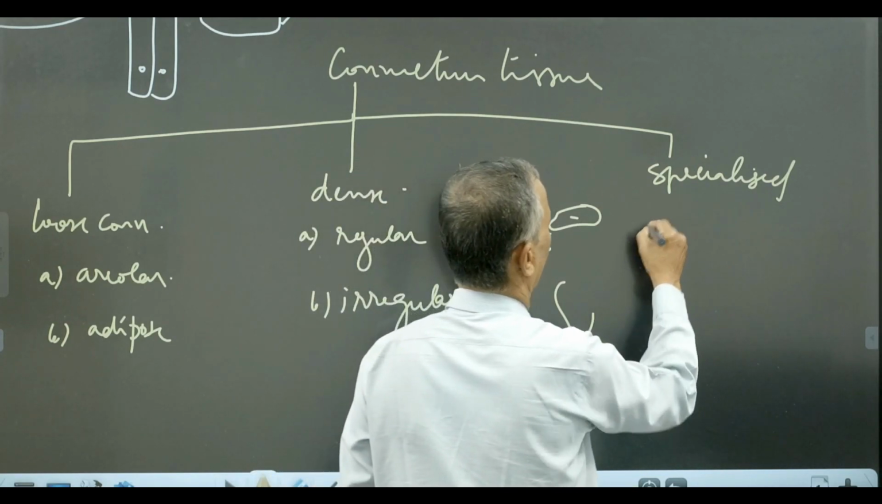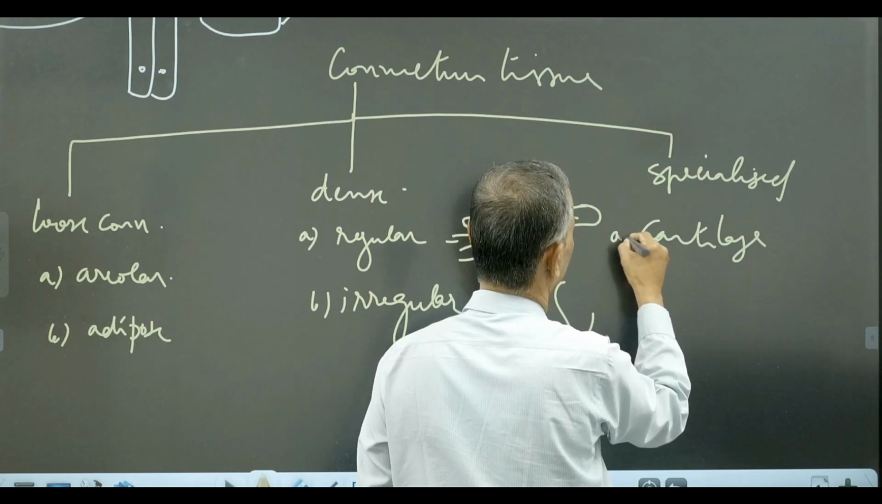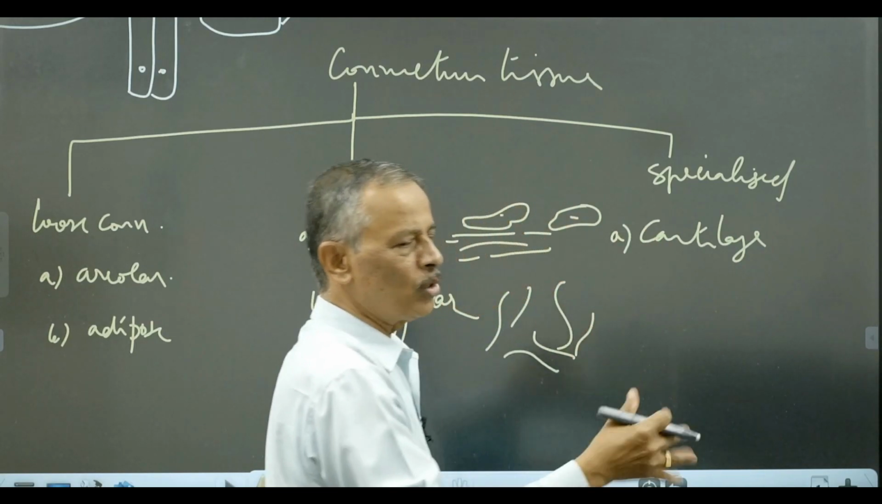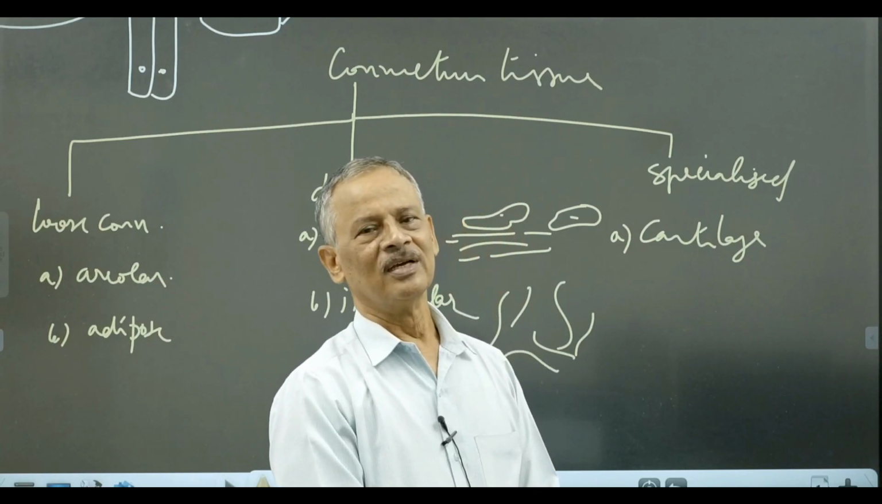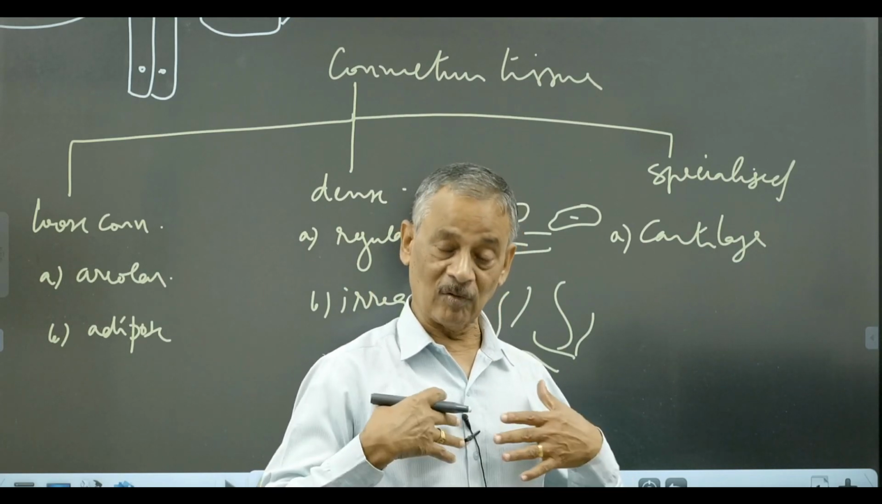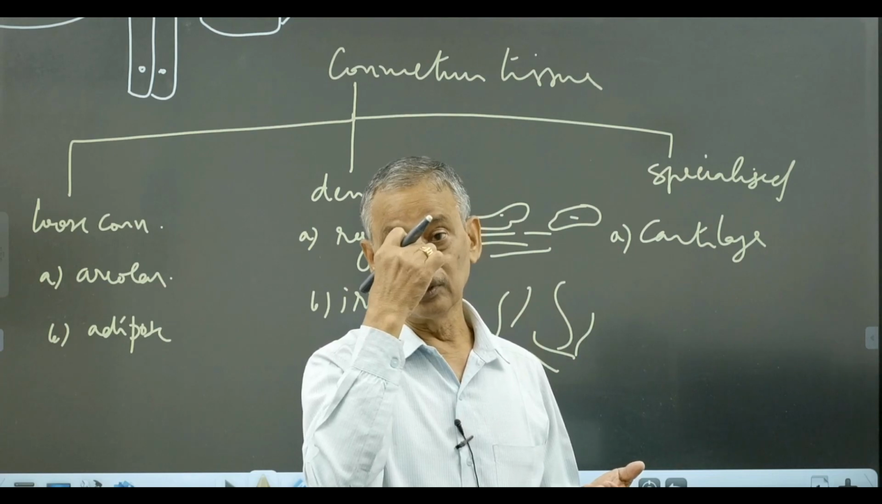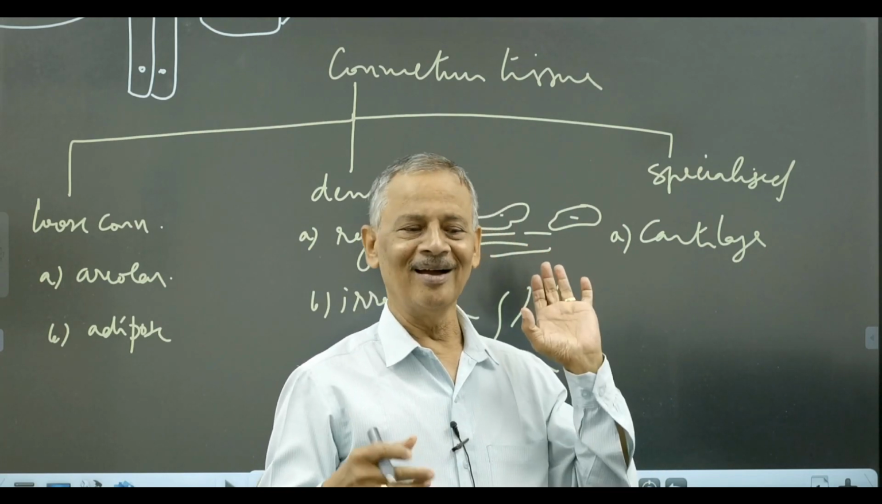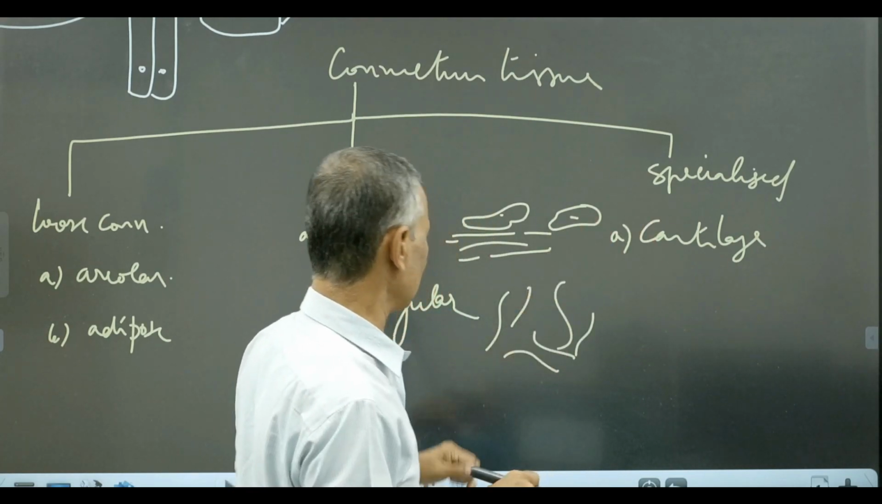One, cartilage. What is a cartilage? Cartilage is a soft bone-like tissue. In some species, the entire endoskeleton is made up of cartilages. In our body also, we have cartilages. For example, the tip of the nose and the pinna are all made up of cartilages, soft. Okay. So, what is a cartilage?